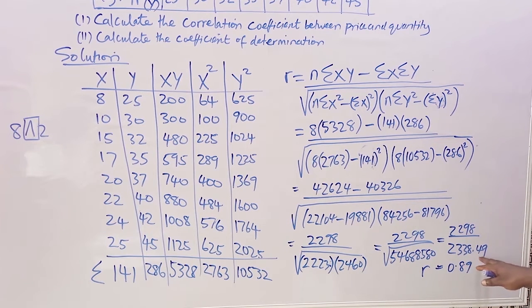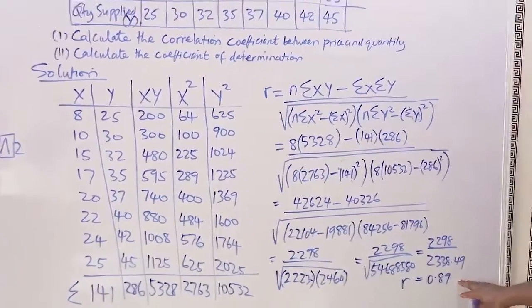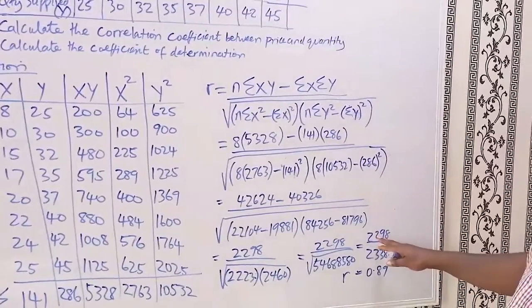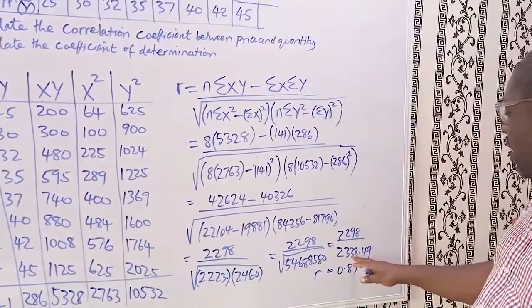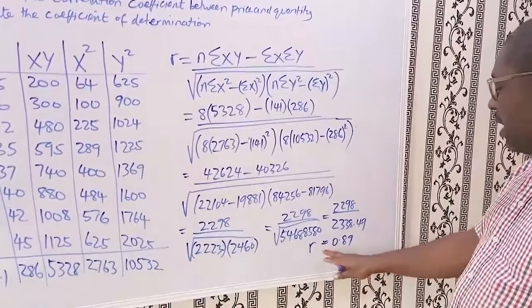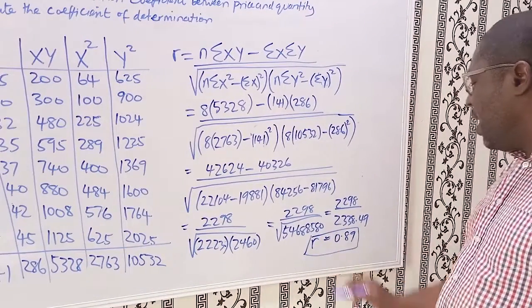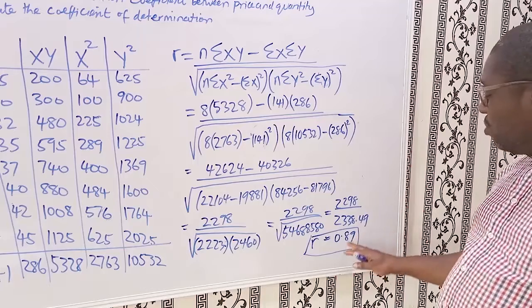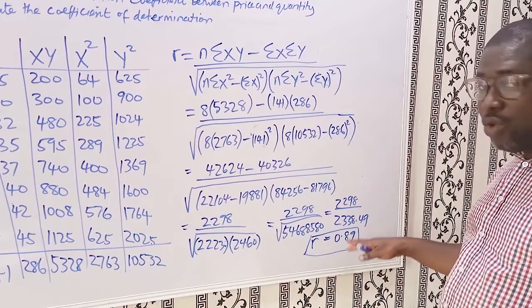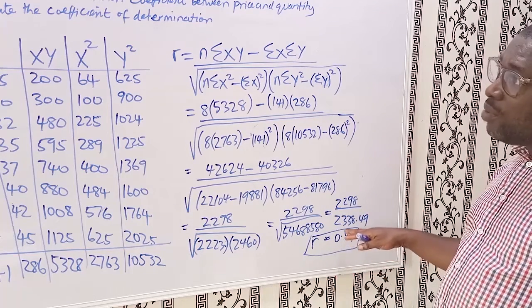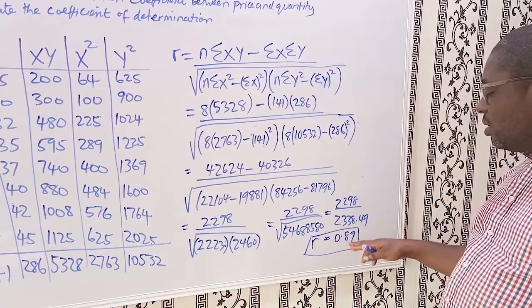Now take note that for any correlation, your denominator, which is the one underneath, should be greater than your numerator, as you can see on this side. So you have 2298 over 2338.49, and this is our correlation coefficient here. This shows that there is a positive and very strong relationship between price and quantity supply.